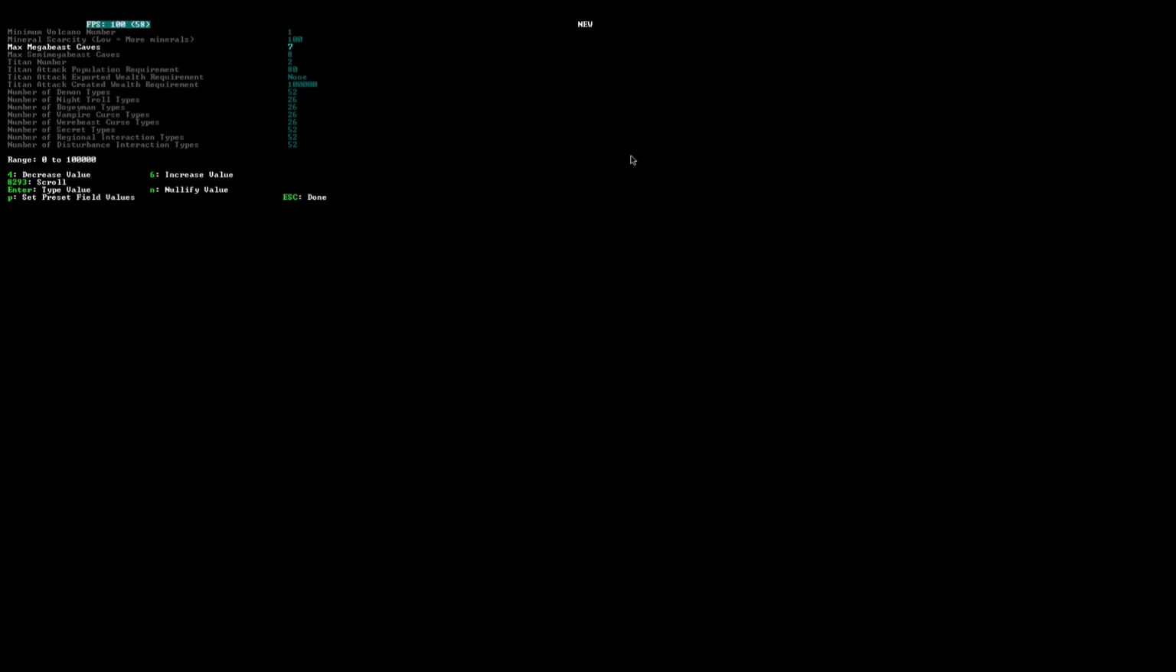Alright, Max Mega Beast Caves. We're going to get into the different monsters and everything. This is the number of Mega Beasts placed at the beginning of history. So we have 7 Mega Beast Caves right now set. Mega Beasts are Hydras, Bronze Colossus, Rocks, Dragons, which are all placed in equal proportions. Increasing this value can lead to early extinction in many civilizations. You could set it all the way to 100,000, but it means the world is going to be overrun by these mega beasts.